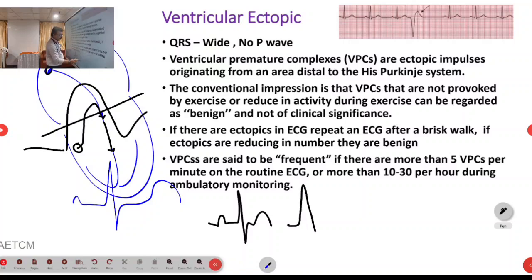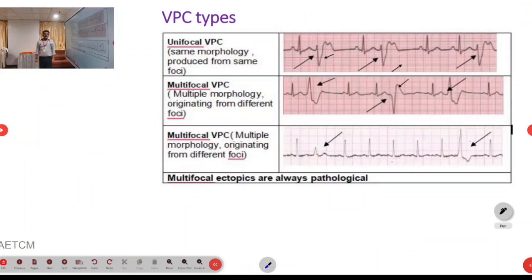QRS complex is wider because it takes longer time, and it is near to the first complex. That means normal first complex, and there is a delay after the ventricular conduction, then the next complex comes. So this is a ventricular ectopic. This is also called a ventricular premature complex. Now VPC types: unifocal, multifocal, and multifocal which is repeatedly coming.